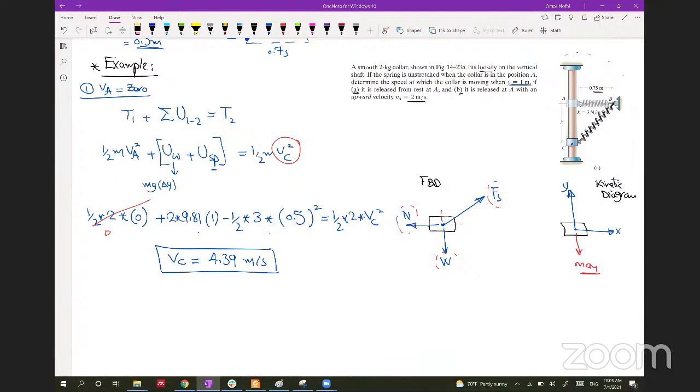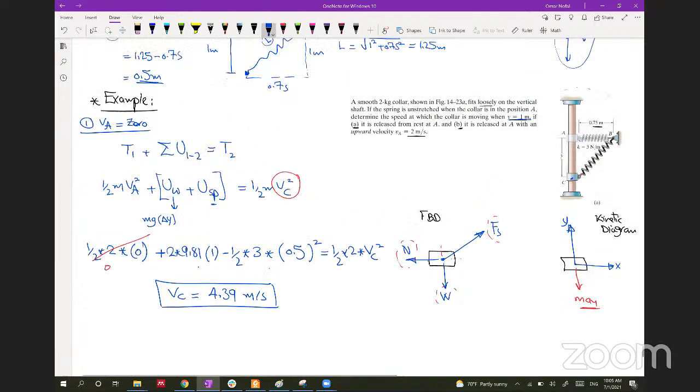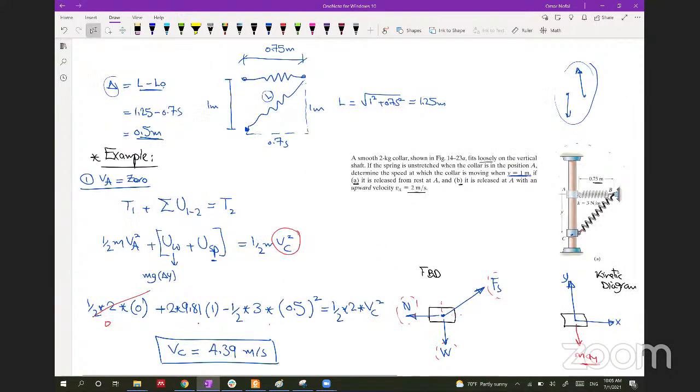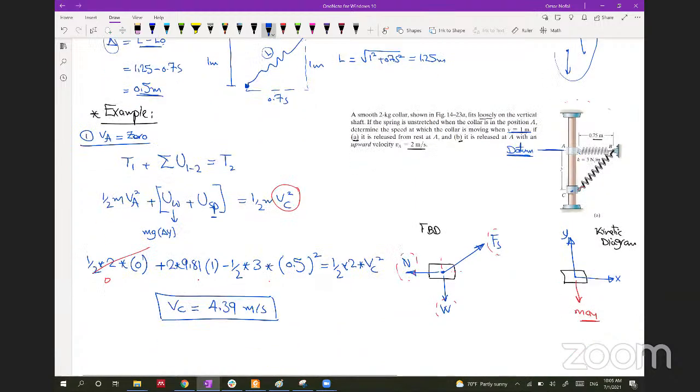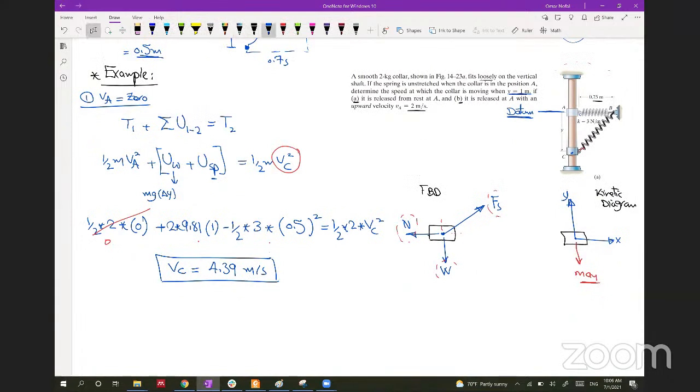Okay. So to use this, we will have to construct a datum. So let's assume our datum is here. This is the datum. So we can measure the potential energy of the weight. So here we will have, so let's write the equation.